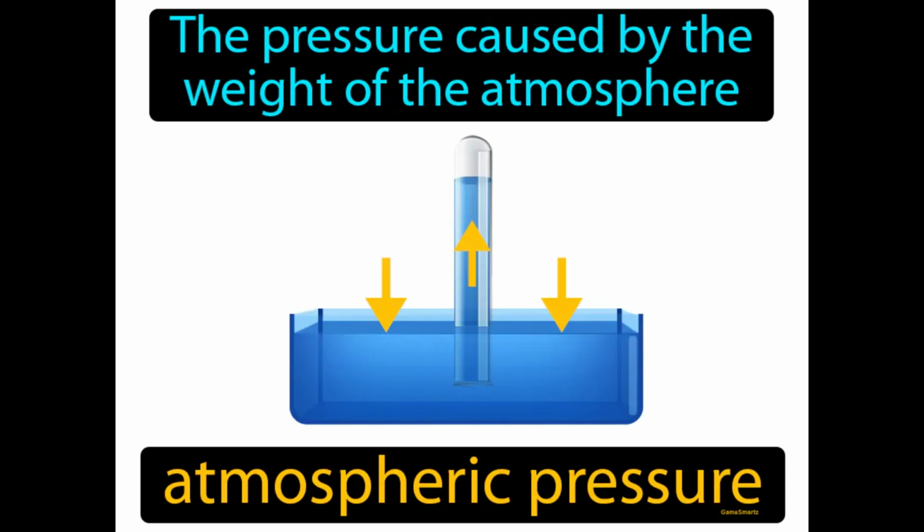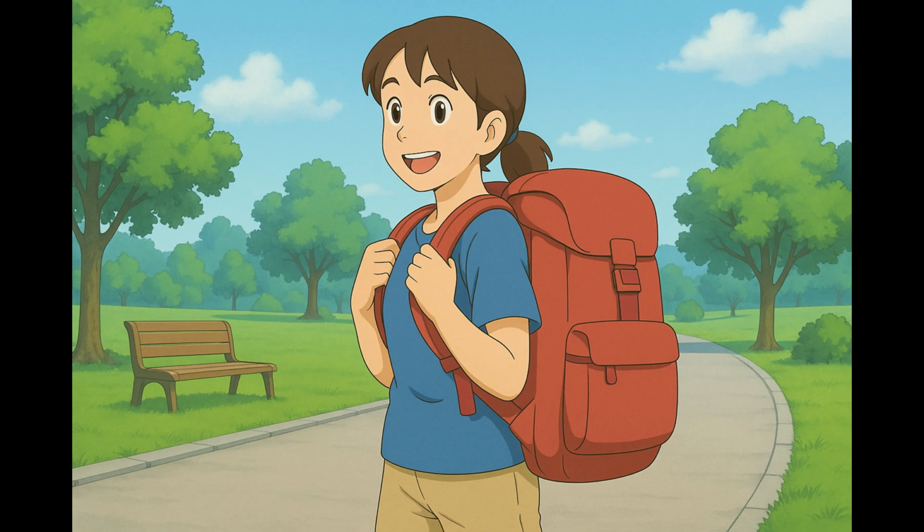The pressure caused by the weight of the atmosphere. Atmospheric pressure. It is the force exerted by the air's weight on everything at Earth's surface. Imagine trying to carry a heavy backpack all day while going about your daily tasks. Just as the backpack's weight presses down on your shoulders, creating a constant pressure, atmospheric pressure results from the weight of the air above us, pressing down on the Earth's surface.